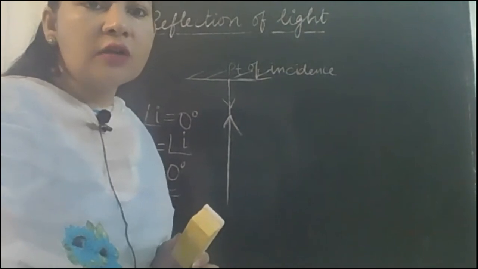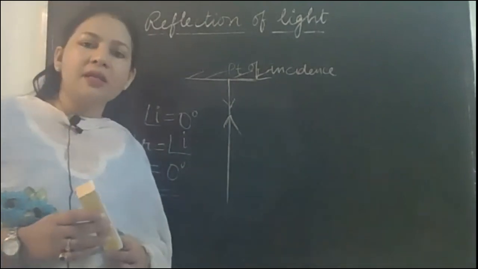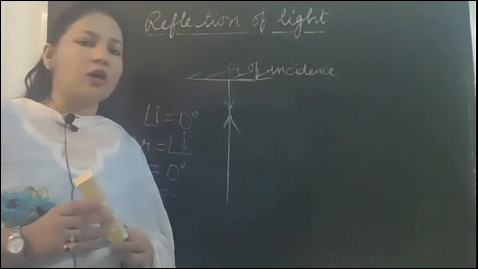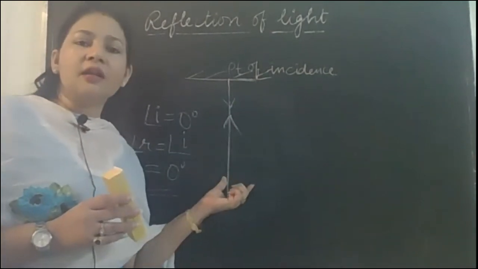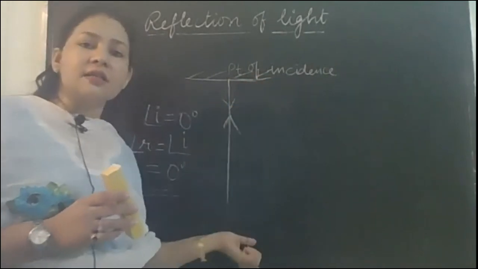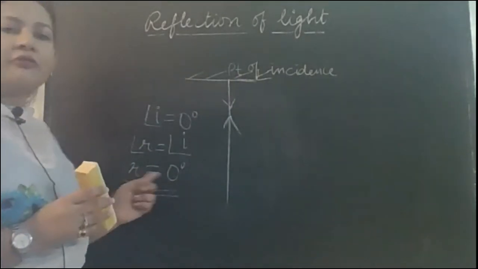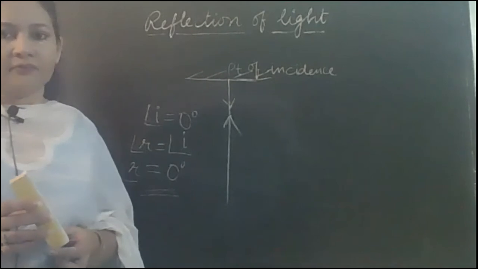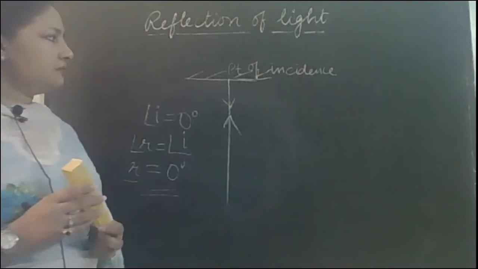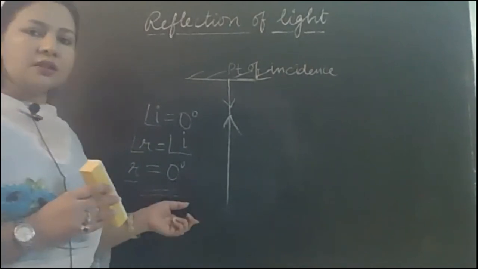Okay, so note down this question. What happens for normal incidence? So you will write: when a ray of light is incident on a plane mirror normally, it retraces its path. It comes back along the same path because the angle of reflection is 0 degree. All right, students. I hope this logic is clear to you.